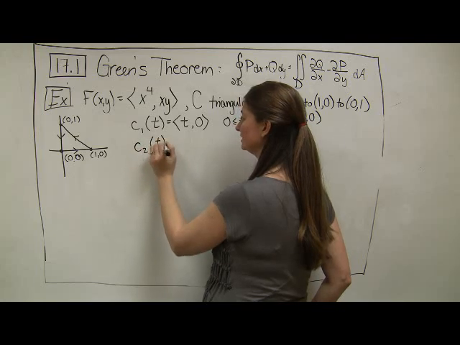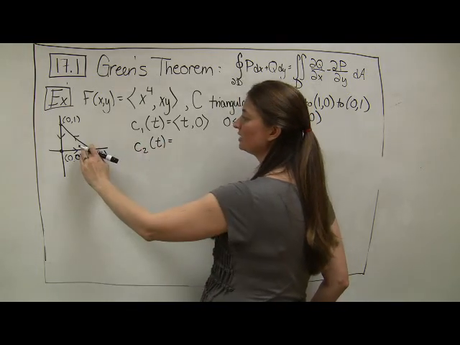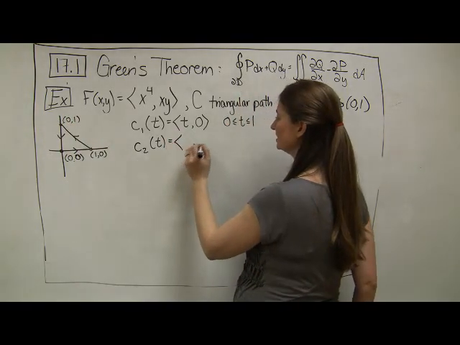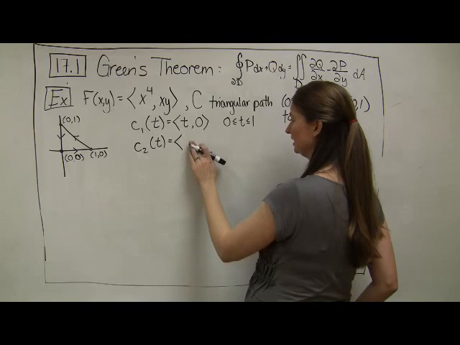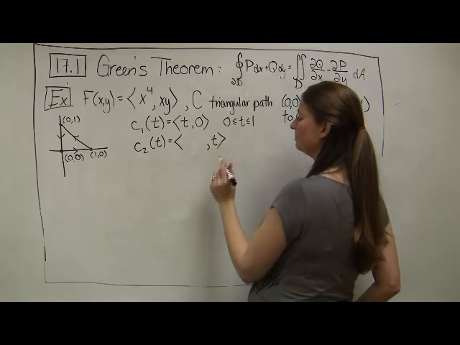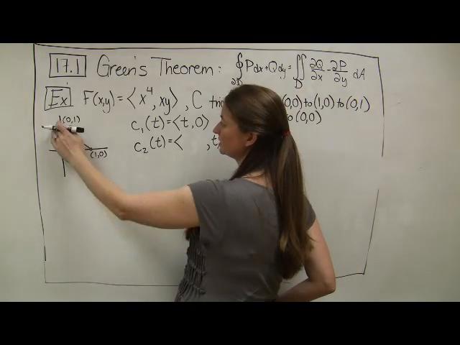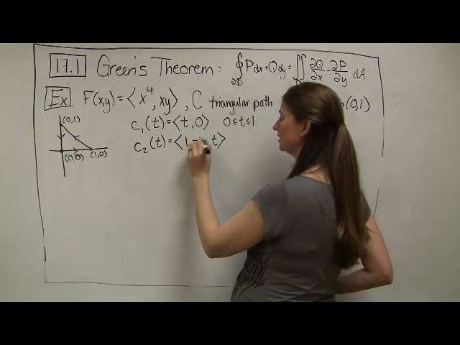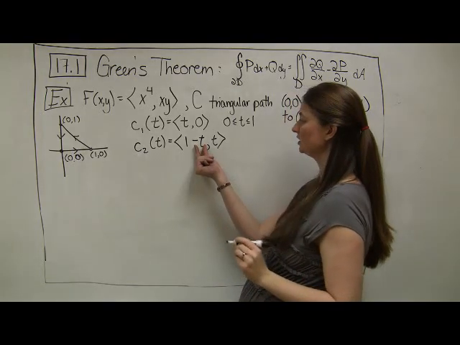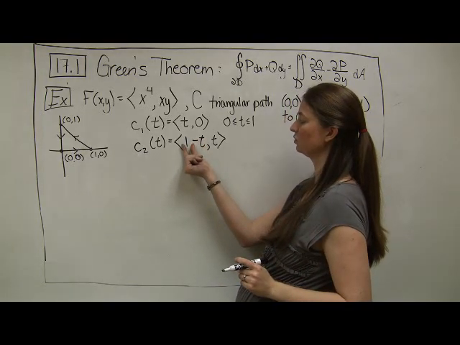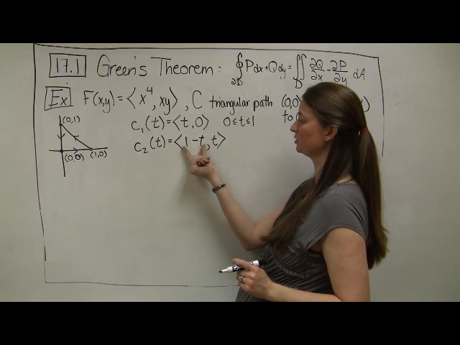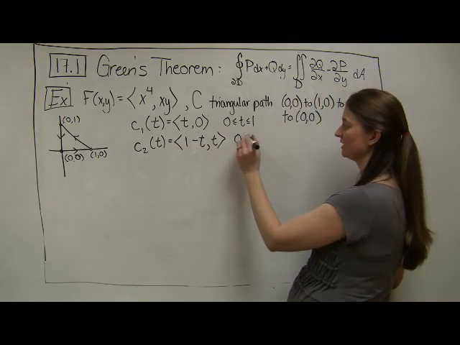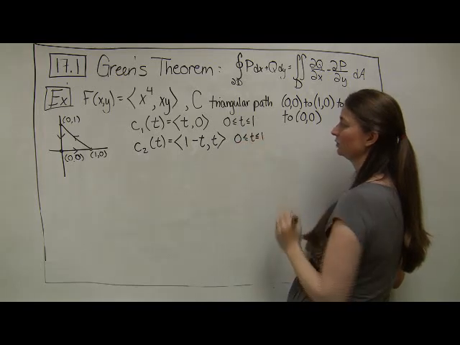C2 is going to be a little trickier. My y coordinates are increasing from 0 to 1 at a continuous rate, so I'm going to set my y coordinates equal to t. But my x coordinates are going backwards. They're starting at 1 and going to 0. If I start with t equals 0, my x value is at 1, and when t equals 1, my x value equals 0. So I use 1 minus t in the x component and t in the y component. Again, t is going from 0 to 1.